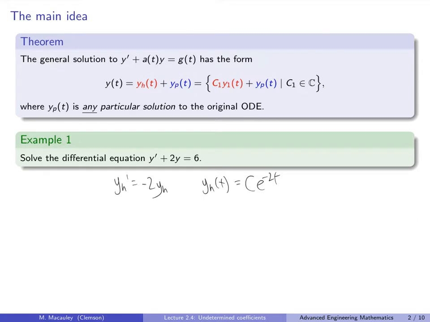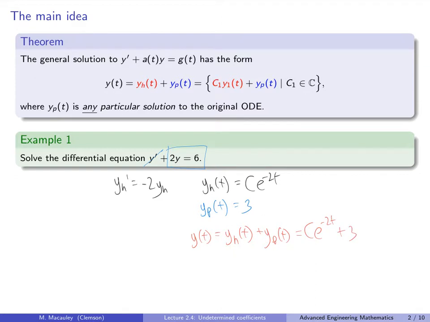We find any particular solution. Notice that a constant solution will work, because for any constant, this derivative is 0, and we can solve for y. So we get that yp of t equals 3, and we add these together, and we get that the general solution has the form yh of t plus yp of t equals c e to the minus 2t plus 3.